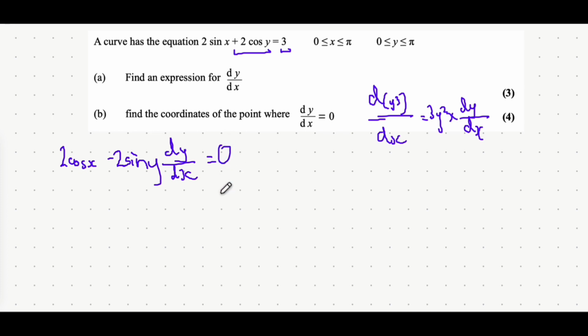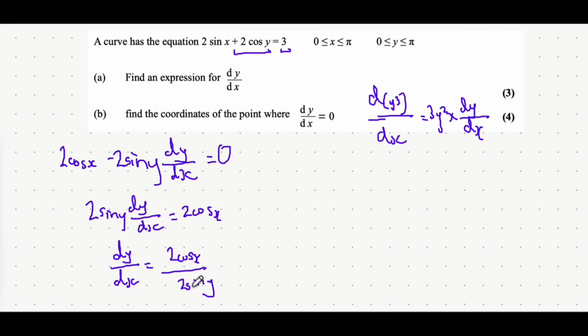Step number 2 is you make dy dx the subject of that formula. In this case, it's easiest if you add 2 sine y dy dx to both sides. So 2 sine y dy dx is equal to 2 cos x. I've just swapped over sides, by the way, because I wanted the dy dx to be on the left hand side. To get that alone now, you need to get rid of the 2 sine y that's multiplied onto it by dividing both sides by 2 sine y. That's equal to 2 cos x all over 2 sine y. Actually, the 2 over 2 cancels out, so just cos x over sine y is your final expression for dy dx.